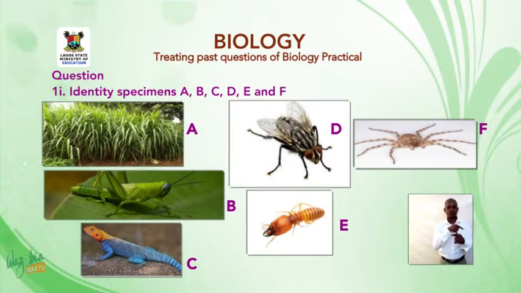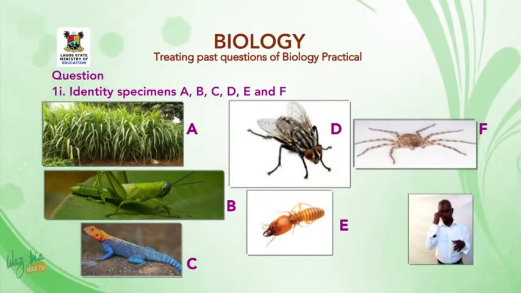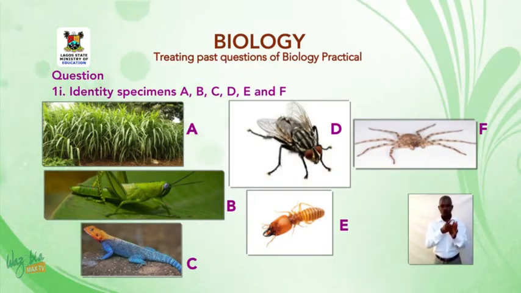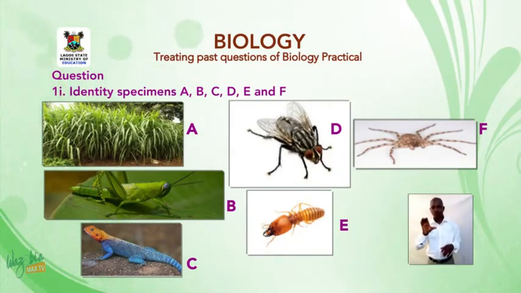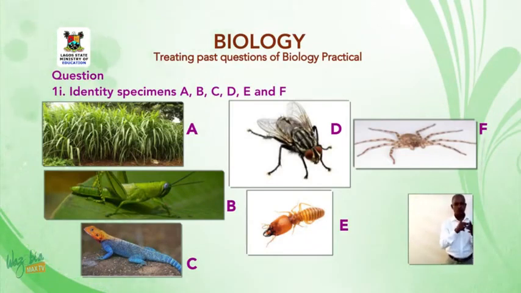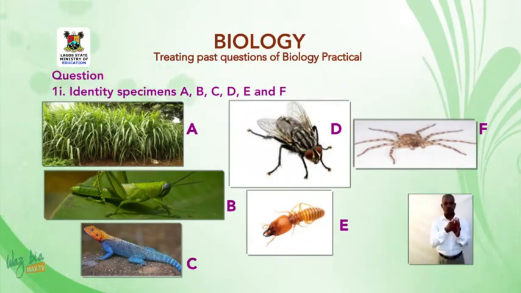When you are asked to identify a specimen, you are asked to name the specimen. Sometimes they can ask you to identify with reason or without reason. If you are asked to identify with reason, you have to give the reason why you named them those names that you have given them. So identify specimens A, B, C, D, and E is just to name the specimen. So looking at those diagrams.